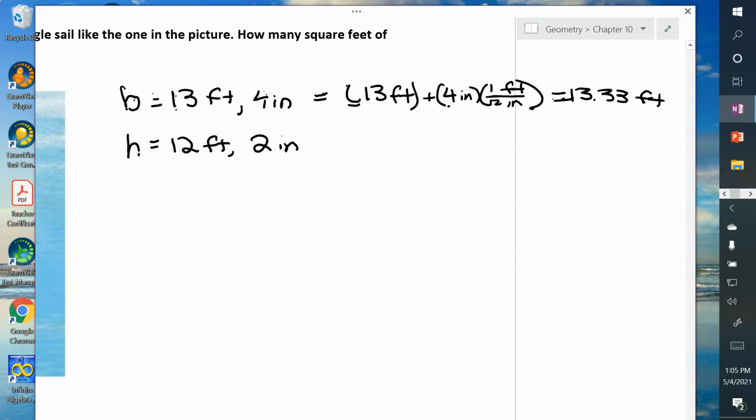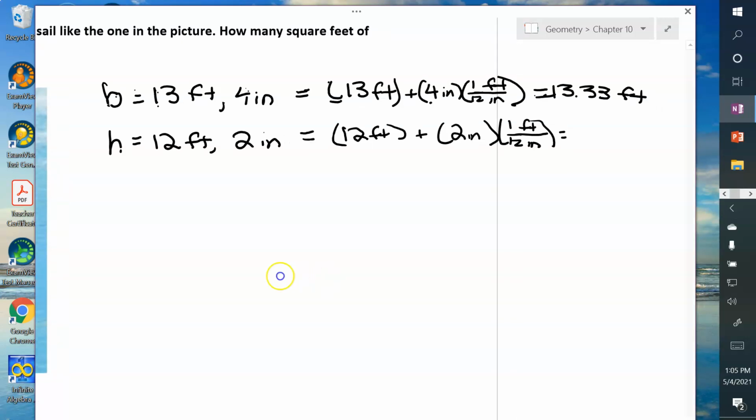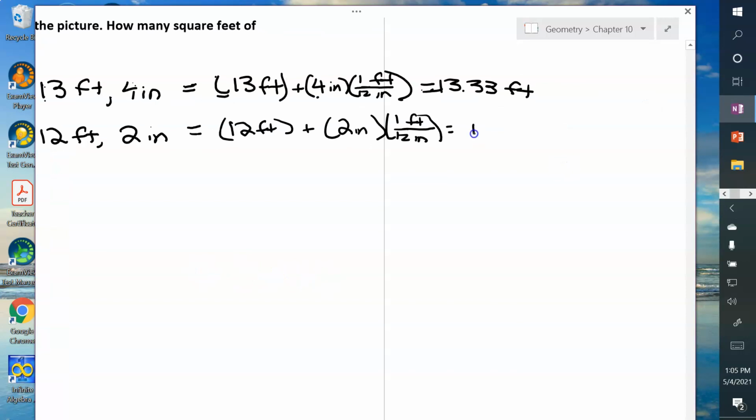Now let's take a look at our height, which is 12 feet 2 inches. I need to convert that as well. So I've got 12 feet, and I'm going to add to that 2 inches. And my conversion factor, I still want to go to feet, so I'm going to do 1 foot is 12 inches. So that's going to give me 12 feet plus 2 over 12. So I'm going to get 12.16 or 17 feet.